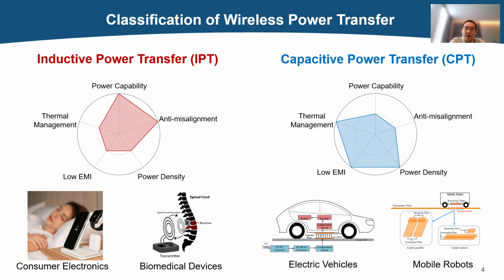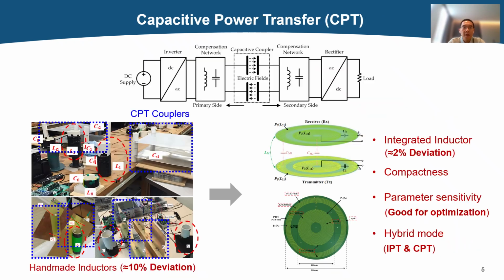IPT systems have been widely adopted in consumer electronics and biomedical devices, but CPT systems are gaining increasing attention in electric vehicles and robotic applications.